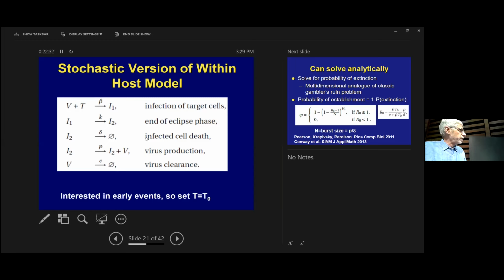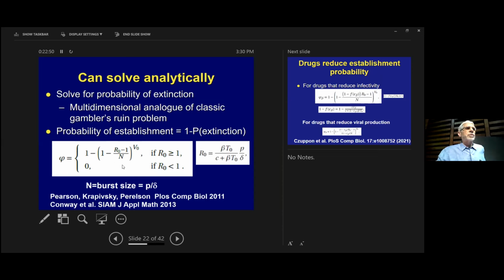Because we're interested in early events, we have set the number of target cells T just to the initial number, T0, and that linearizes it. We've also done simulations where you allow that to be nonlinear, but the approximation is extremely good. You can write those equations then in terms of a master equation or branching process. They can be solved analytically when T is constant. The extinction of the infection is just a multidimensional analog of the classic Gambler's ruin. Some colleagues and we have published solutions of that model, with references given down there.